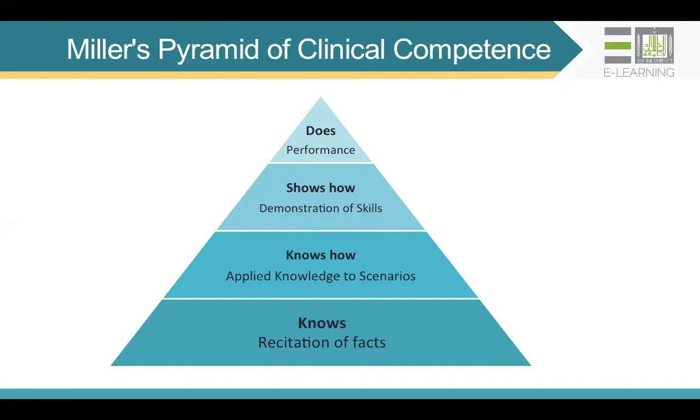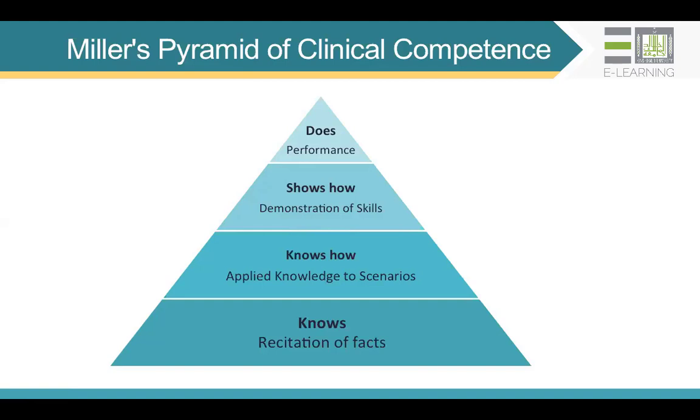Examples of assessment methods that could be used to assess this level include essays and MCQs. So the second level of Miller's triangle is knows how. It represents context-based tests that require the use of both knowledge and skills. The next hierarchical level is shows how. OSCEs are an example of assessment methods that can be used to assess this level.